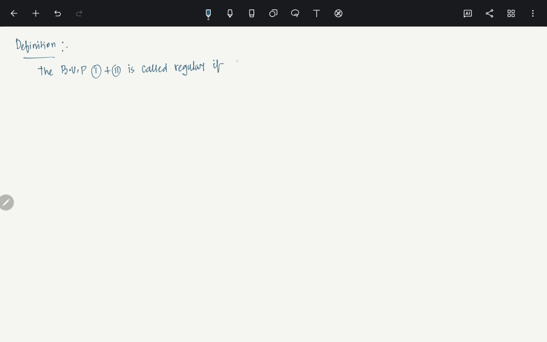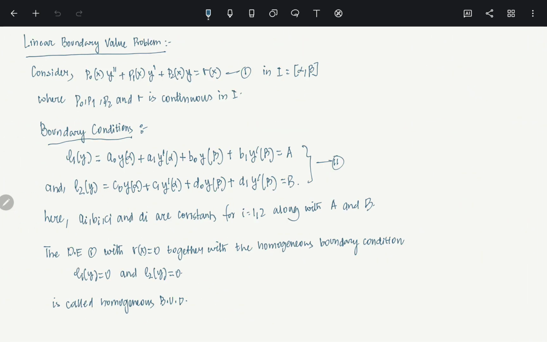It's called regular if alpha and beta are finite. If alpha and beta are finite, this interval alpha beta should be finite. And you need to have p naught of x either positive or negative. It cannot have any zeros anywhere. So without loss of generality, we will assume that p naught of x is positive. You understood what I'm trying to say?